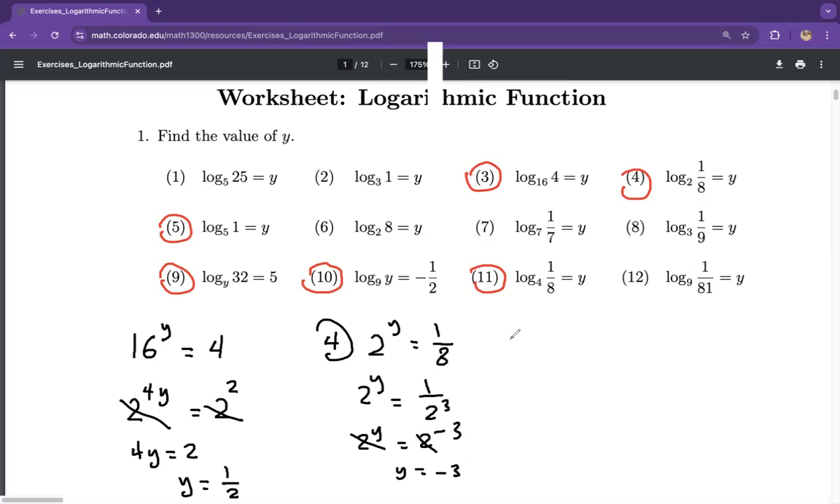5 to the power of y equals 1, and 5 to the power of 0 would give you 1, so y would equal 0. 9, it's y to the 5, because the base here is y, so y raised to the power of 5 equals 32, and we know 2 to the power of 5 will give me 32, so y equals 2.